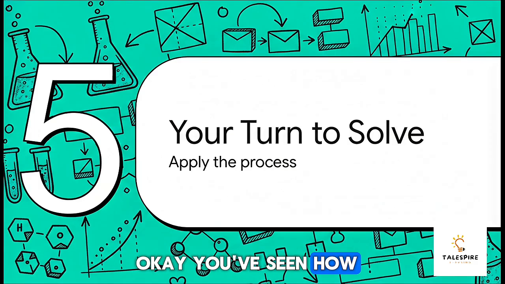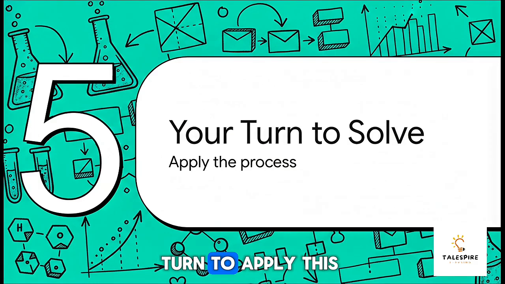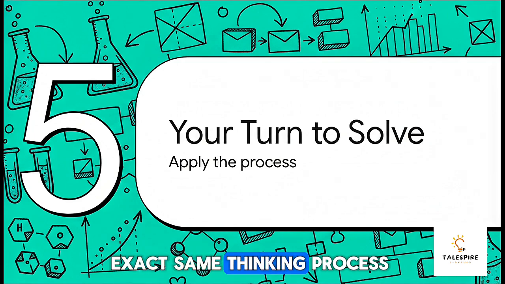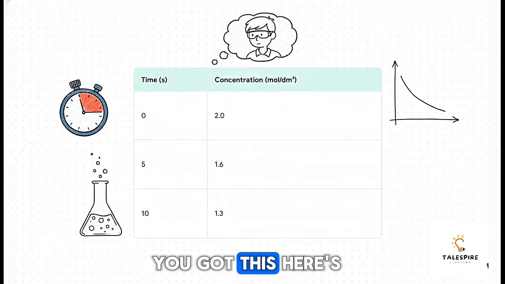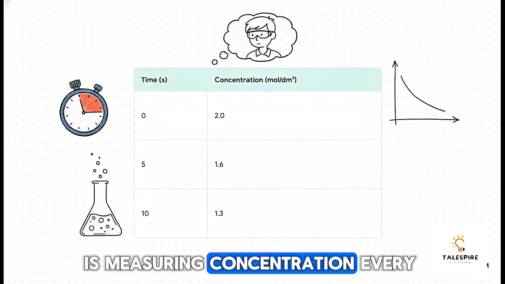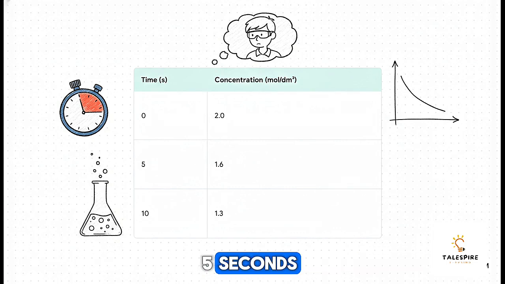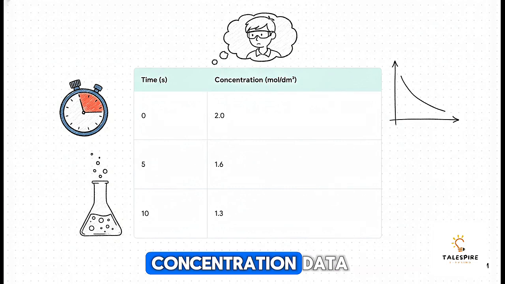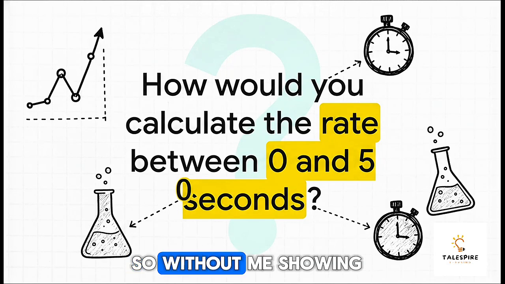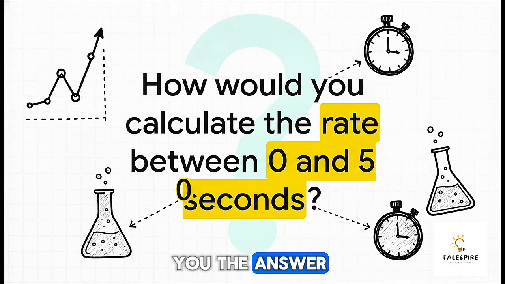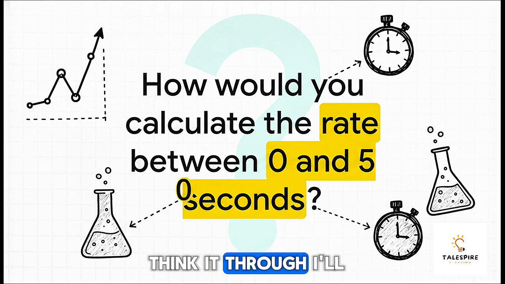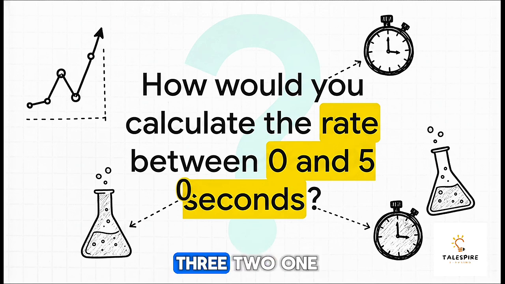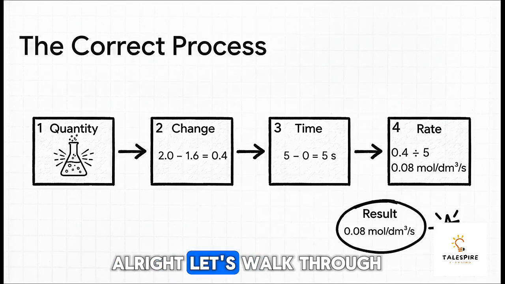Okay, you've seen how it's done. Now it is your turn to apply this exact same thinking process. You got this. Here's a brand new problem for you. This time, a student is measuring concentration every 5 seconds. You've got the time and you've got the concentration data. So, without me showing you the answer, how would you calculate the rate between 0 and 5 seconds? Think it through. I'll give you a moment. 3, 2, 1. All right, let's walk through it together.